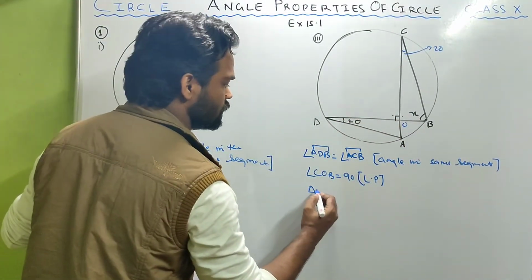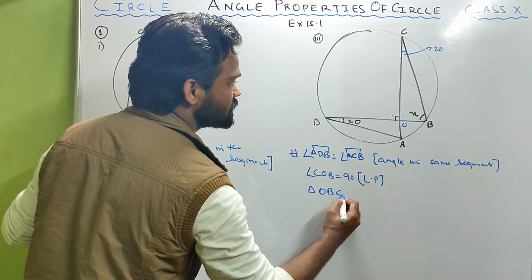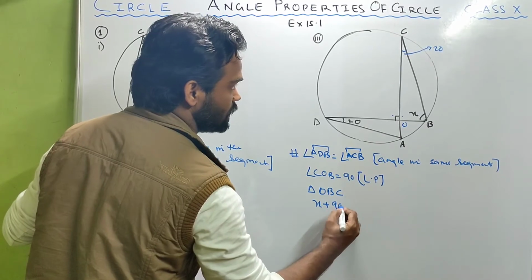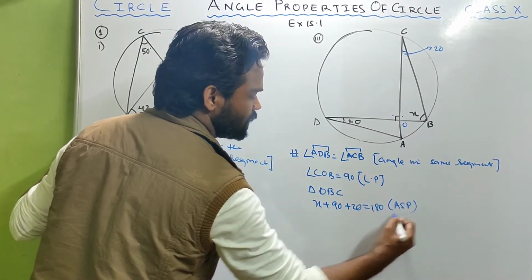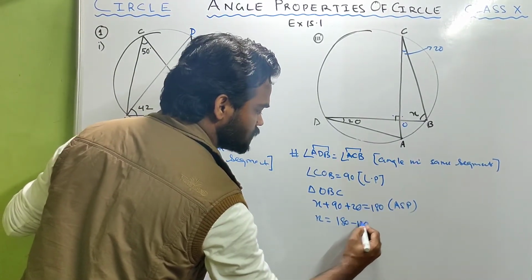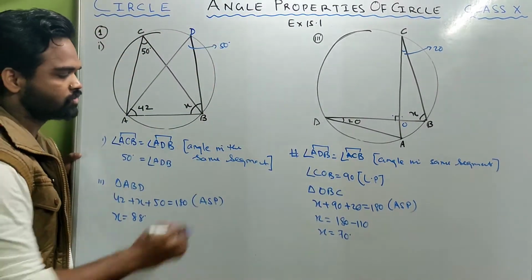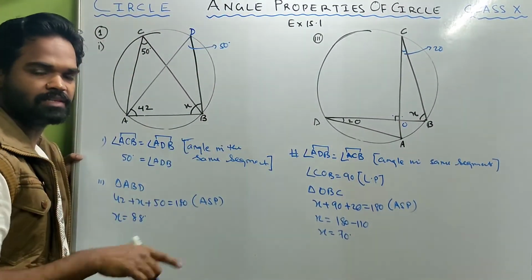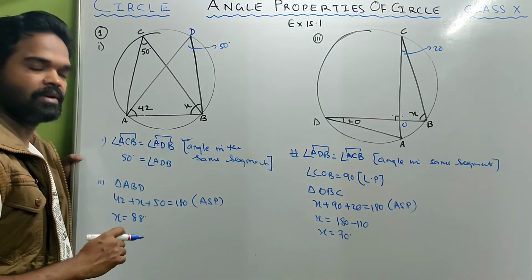Now in triangle OBC, look carefully, x plus 90 plus 20 equals 180. That's angle sum property, which means x equals 180 minus 110. So x equals 70 degrees. Pretty easy. We use the same theorem, that is, angles in the same segment are equal. Okay. Now look at the next one.